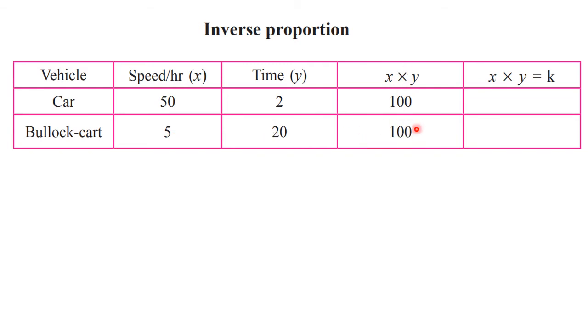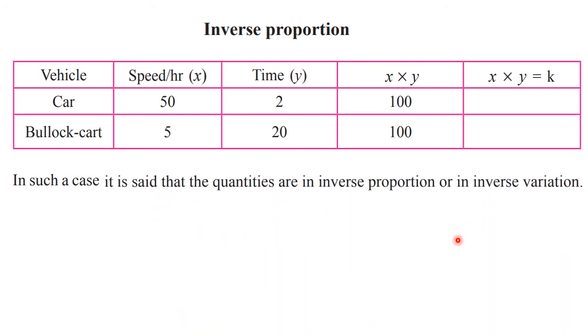So in this case, we can say that the product of these two quantities is constant. So in case of direct variation, division is constant. And in case of inverse variation, multiplication is constant, because when one quantity is increasing, the second one is decreasing. So here the product is constant. So such type of variation is called inverse variation or inverse proportion.